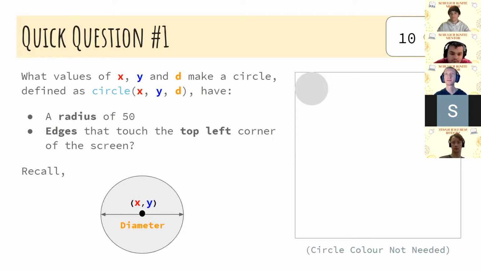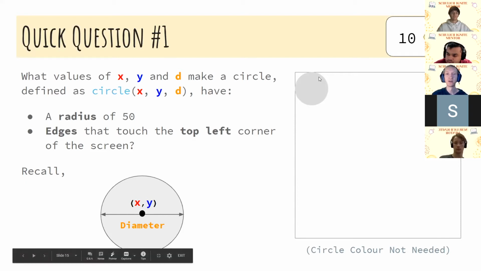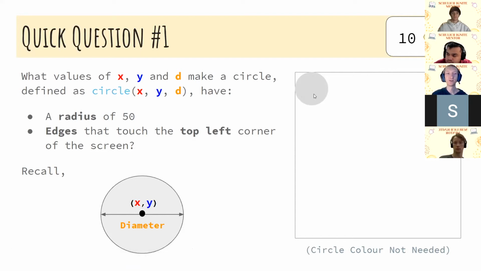Okay, I think that's been enough time to get most answers. Most of the people did have the correct answer. We had 52% on the same one. So the diameter we have to set to 100. If we have a diameter of 100, then our radius is going to be 50. And remember that our x and y is going to be at the center of the circle. So if you want the edges to be touching, then we need them to be a distance of 50 away from each of those edges.